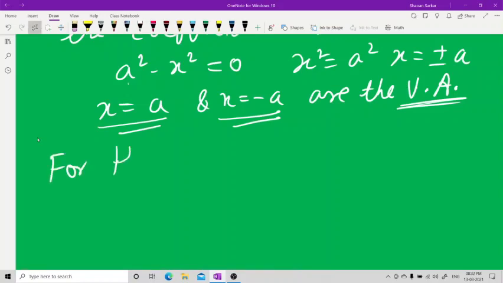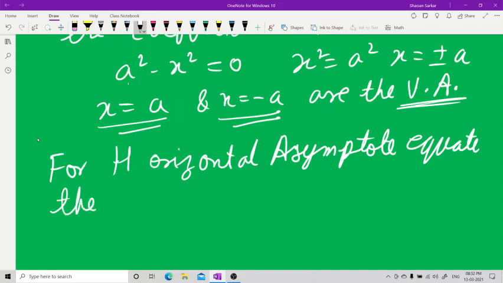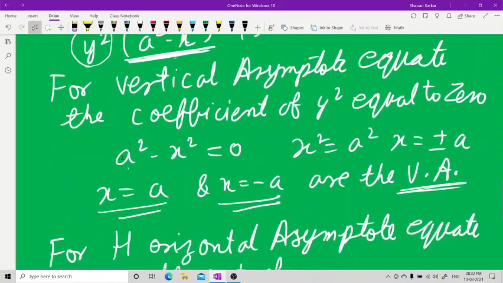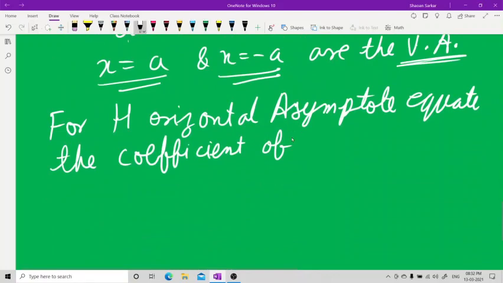For horizontal asymptote, equate the coefficient of x square to 0. We have done for y there, now we will do for x here.